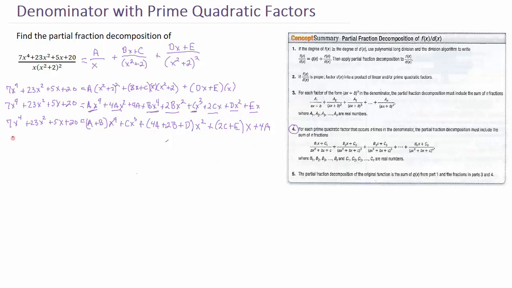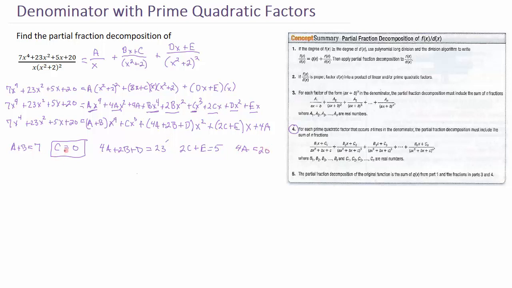So let's start to equate our coefficients. So our quartic term of A plus B better equal 7. Our cubic term, there is no cubic term. So what does C equal? Yes, that's right. C equals 0. Yay! That was a fun one. Our quadratic term, a little bit more involved. 4A plus 2B plus D better equal 23. Our linear term, 2C plus E better equal 5. And our constant term of 4A better equal 20.